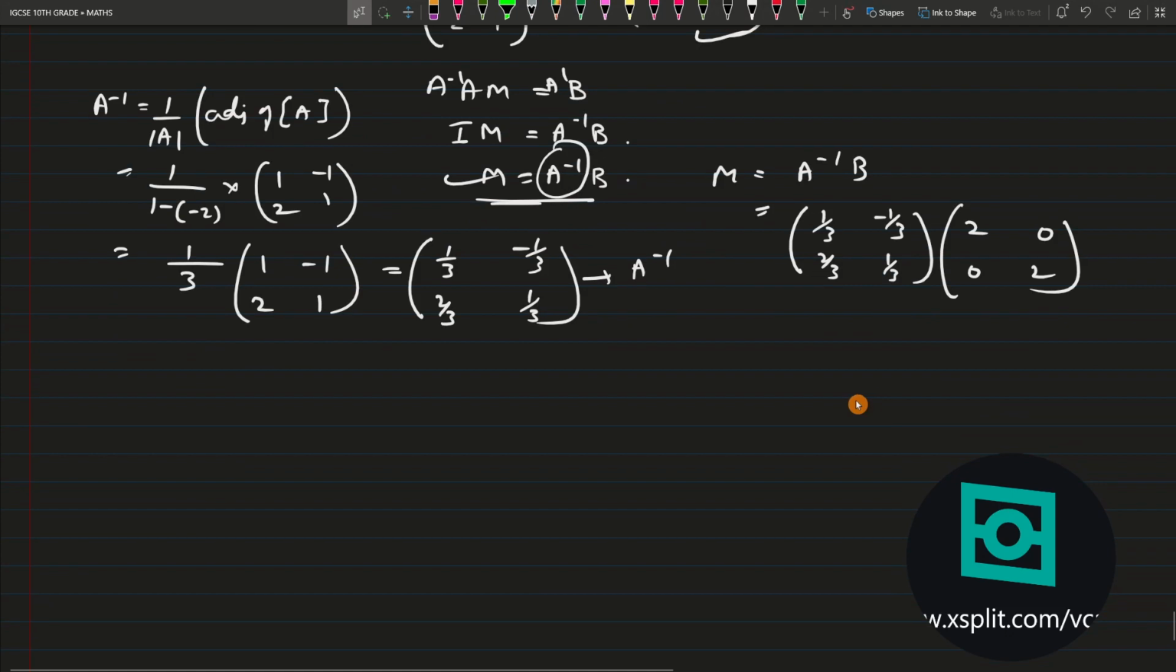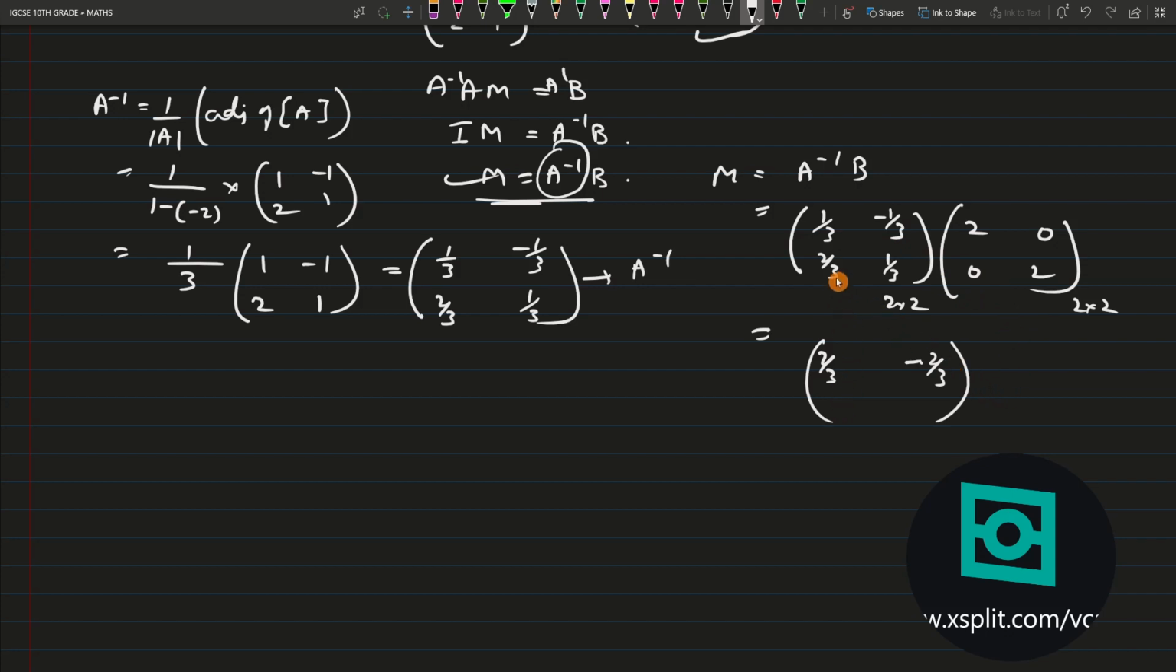Now let us try to find out this product. This is 2 by 2, this is also 2 by 2, so your product will also be 2 by 2. First row, first column: 1 by 3 into 2 will be 2 by 3, plus this into 0 is 0, so it will be 2 by 3. Then first row, second column: 1 by 3 into 0 is 0 and this into this will be minus 2 by 3. So 0 plus minus 2 by 3 will be minus 2 by 3.